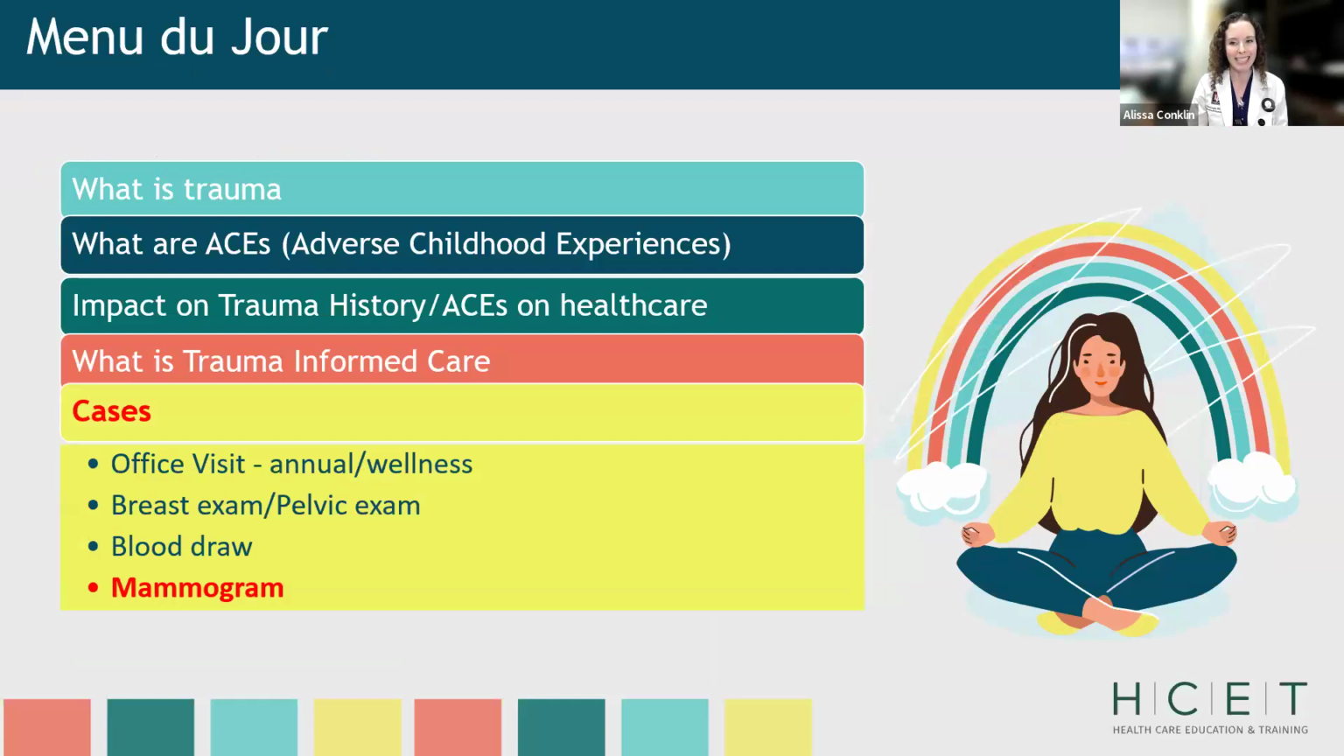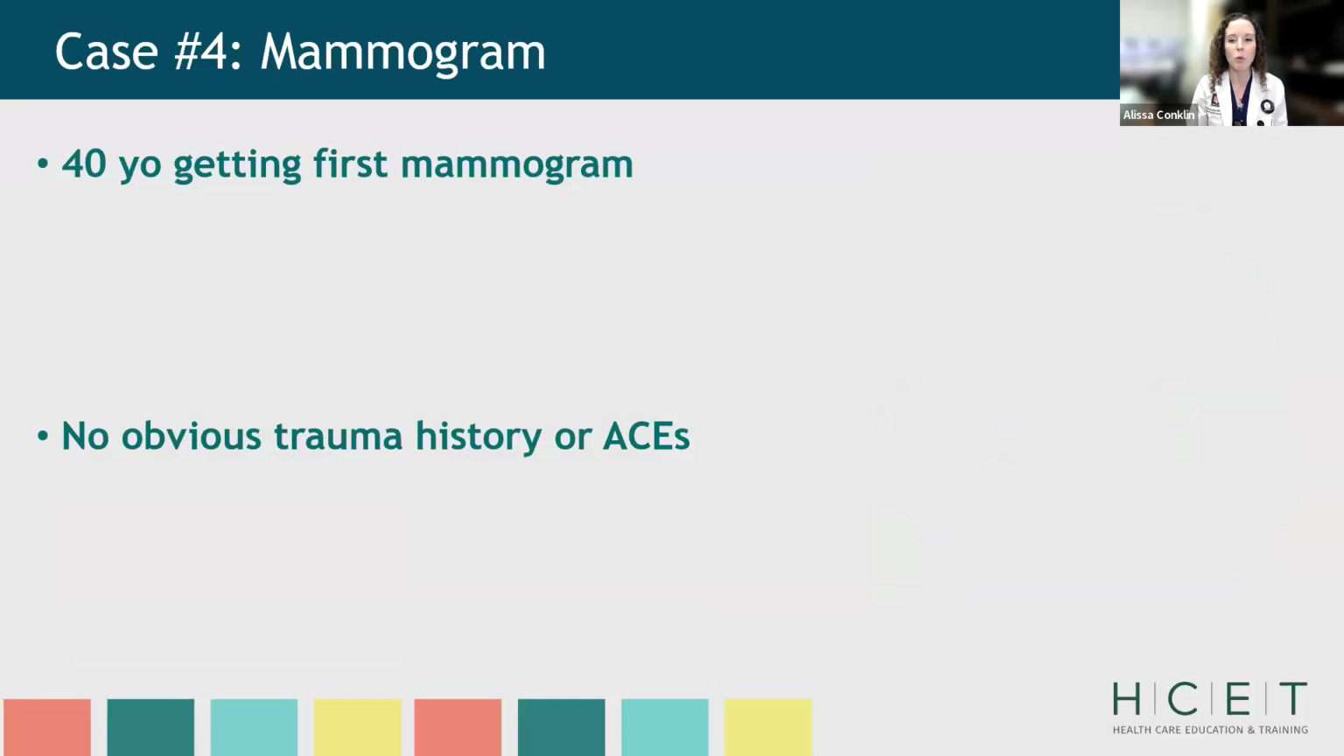Okay, moving on to our last case of the day, a radiology experience getting a mammogram. We have a 40-year-old coming in for their first mammogram. As usual, they have no obvious signs of trauma history or ACEs, or at least none that you are privy to. But this brings up a number of areas where care can be fractured or produce fear for a patient, which also means these are opportunities to practice the universal precautions model with trauma-informed care.